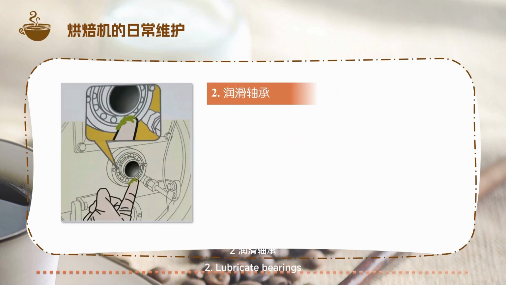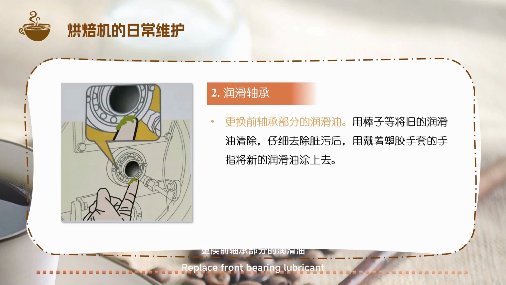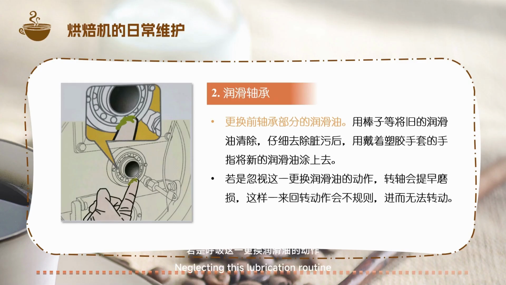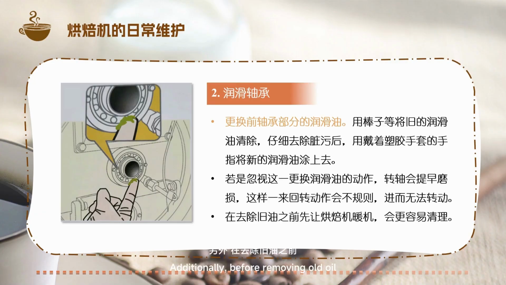2. Lubricate bearings. Replace front bearing lubricant. Remove old grease with a stick. Thoroughly clean contaminants. Apply new lubricant with gloved fingers, coating evenly. Neglecting this lubrication routine will accelerate shaft wear, leading to irregular rotation, leading to inability to turn. Additionally, before removing old oil, preheat the roaster first for easier cleaning.